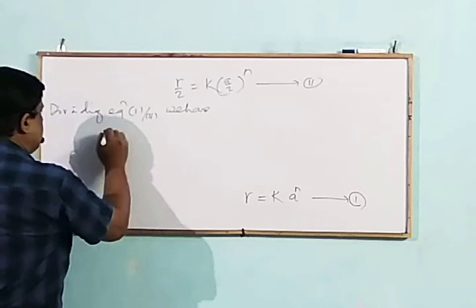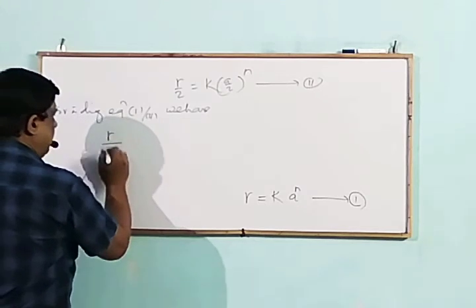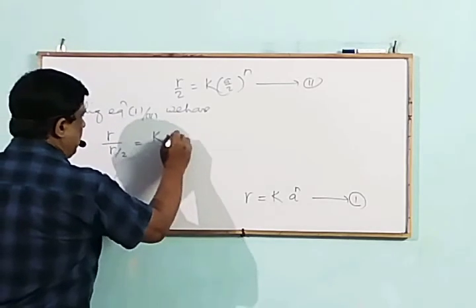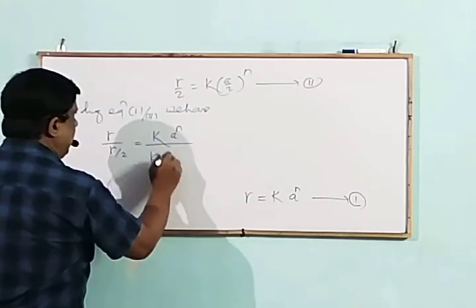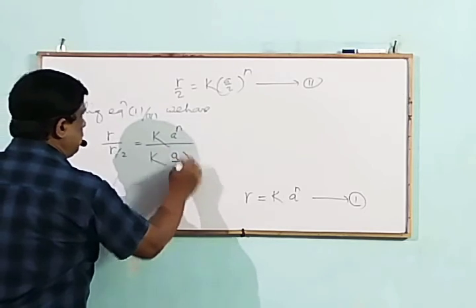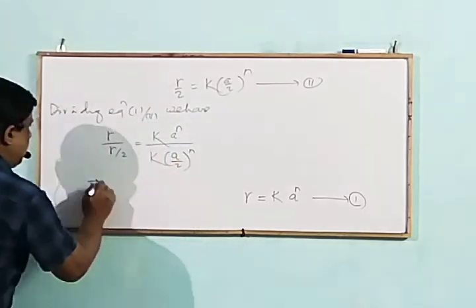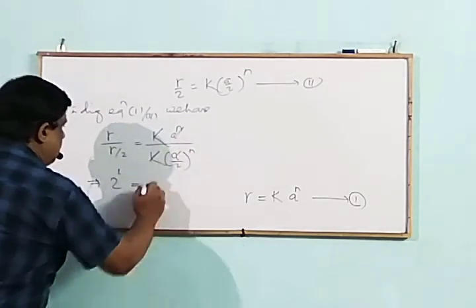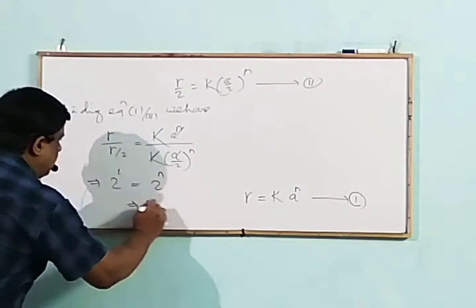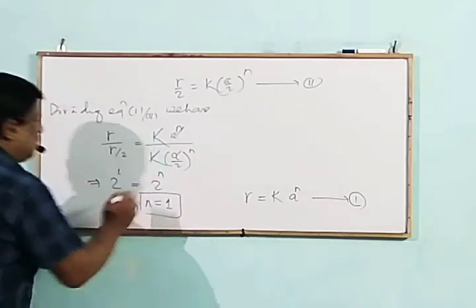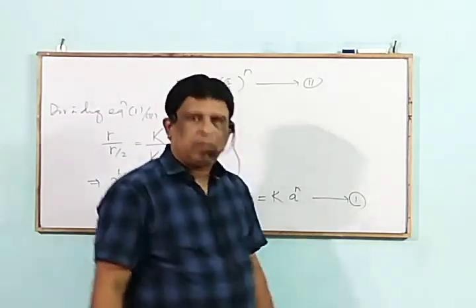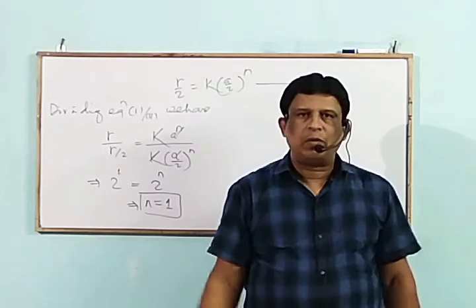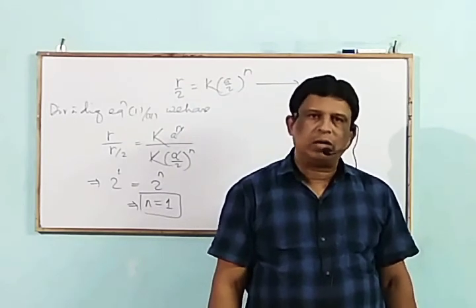R by R by 2 is equal to K A to the power n by K A by 2 to the power n, which implies that 2 to the power 1 is equal to 2 to the power n, which implies n is equal to 1. That is, the calculated order is first order. It is a type of problem relating to order of reaction, a 2 mark question.